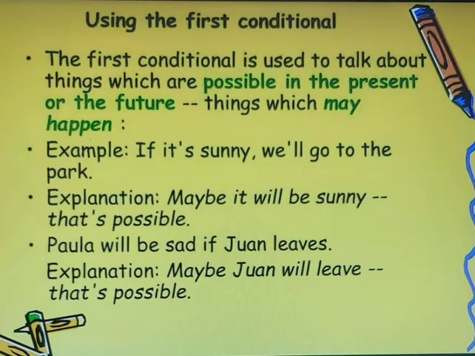Using the first conditional. The first conditional is used to talk about things which are possible in the present or the future, things which may happen. Example: if it's sunny, we'll go to the park. Explanation: maybe it will be sunny, that's possible.